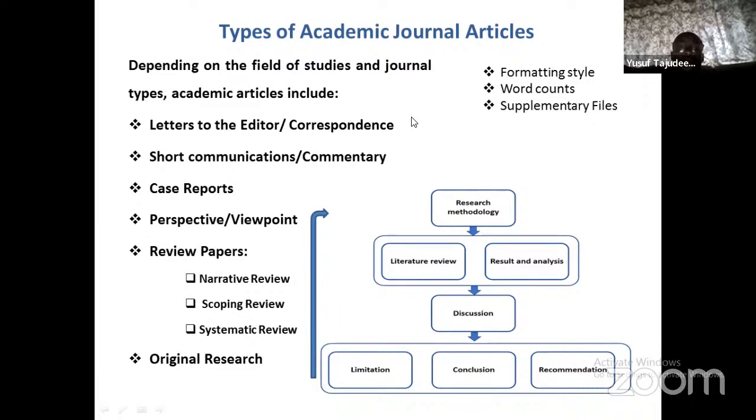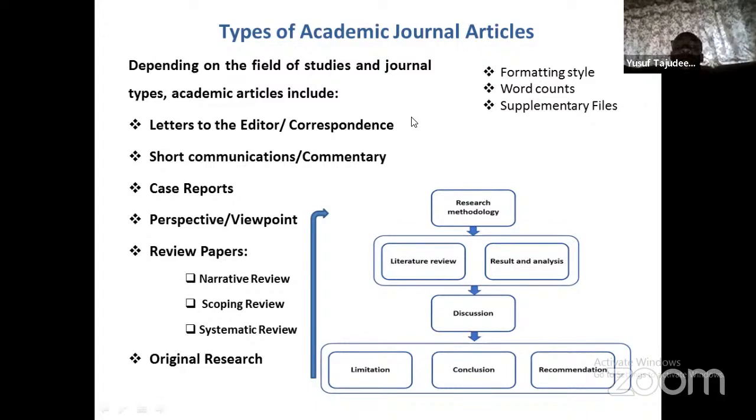Then scoping review and systematic review. I think I'm going to take the two together. Scoping review or systematic review is a process of you conducting a review. Scoping review is usually used in policy making, in the sense that you consult original research papers. You consult many papers, original research papers, then you check for the findings of those papers.